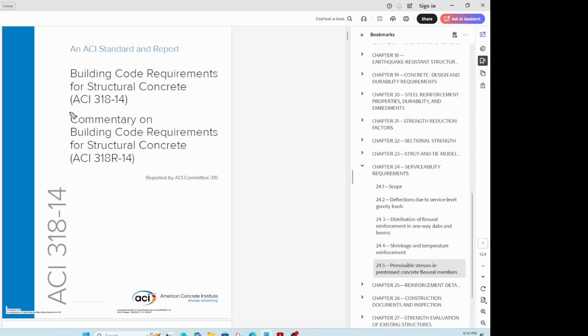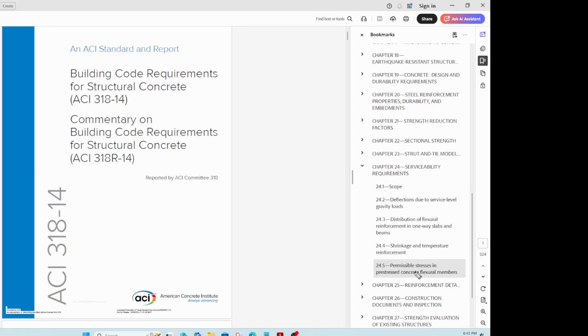So we are here, ACI 318-14. And then we're talking about chapter 24 here, which is serviceability requirements. Under serviceability requirements is where we have information about pre-stressed concrete flexural members. So the idea would be to find out how these are classified, what kind of permissible stresses, and how do you pick up the limits from the code.